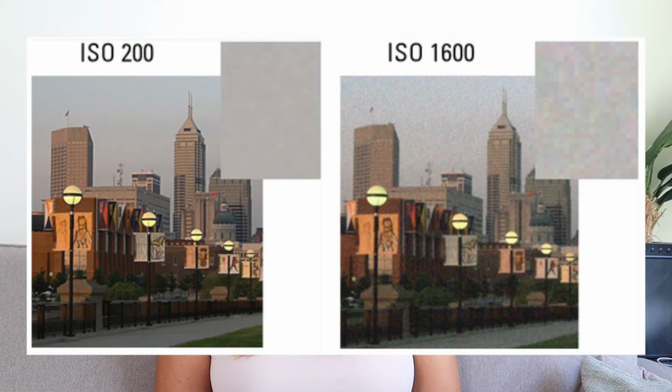The first photograph is ISO 200 and that's nice and smooth. ISO 1600, you can see there's noise in the background there in that grey square.